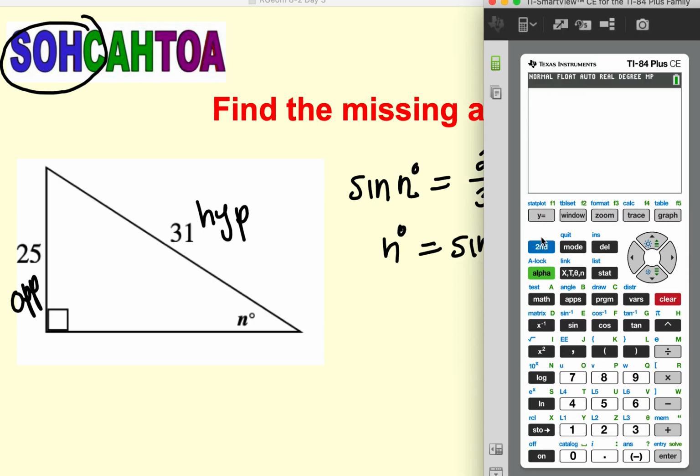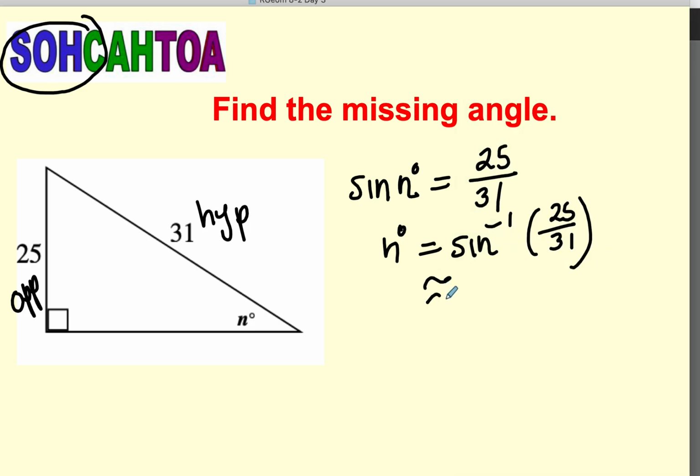Let's go ahead and put that in the calculator. Clear. Second sine, and that is 31. No, opposite was 25. 25 divided by 31. And let's see what the calculator says. Calculator says 53.8. So this answer is approximately 53.8 degrees.